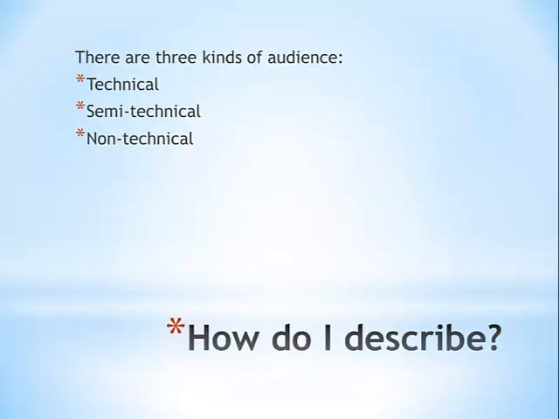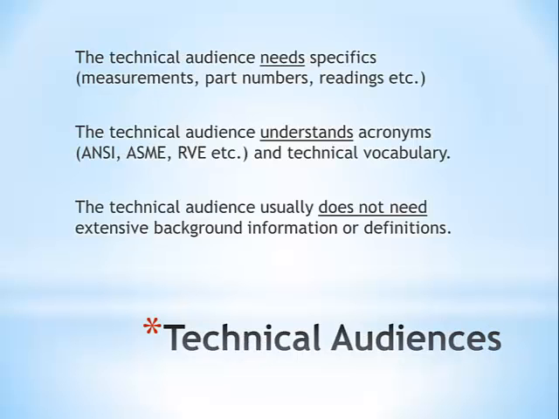Now, before you begin your description, it's important to know what kind of audience you have: the technical, the semi-technical, or the non-technical. If you're talking to a technical audience, that audience needs specific parts, numbers, readings, measurements. This is the audience of your peers. This is someone who understands the equipment or the part or the procedure as well as you do, or better. They know the acronyms, they know the vocabulary, and they don't need you to give them a whole bunch of background information.